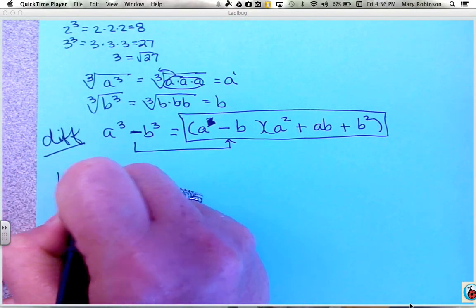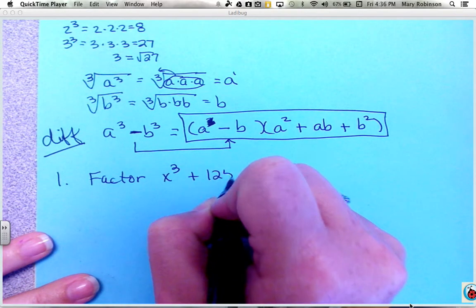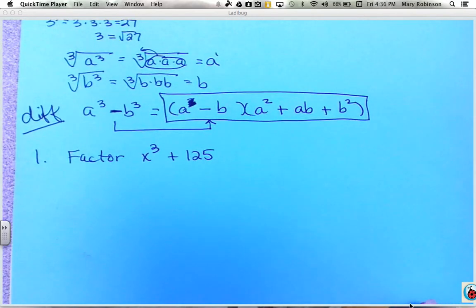I would like for you to factor x cubed plus 125. So when I first ask you to factor this, what I want you to always still consider is, do we have a greatest common factor? Because we do not, we will move on and try to find another method.